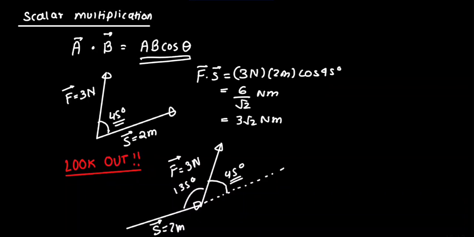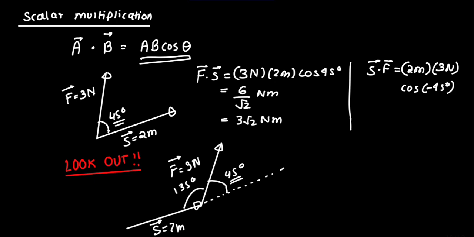And even in this example where we are using this particular formula, AB cos theta, if I had written S dot F, then I would have done 2 meters times F would have been 3 Newton, and the cosine would have been minus 45 degrees. Since we are going from S to F, you can say that the angle is minus 45 degrees, because here I have defined the angle from F to S. Traditionally the angles in trigonometry are defined from the bottom towards the top.